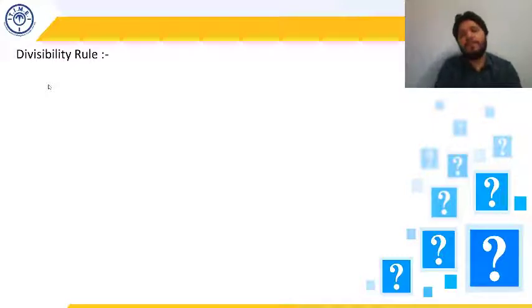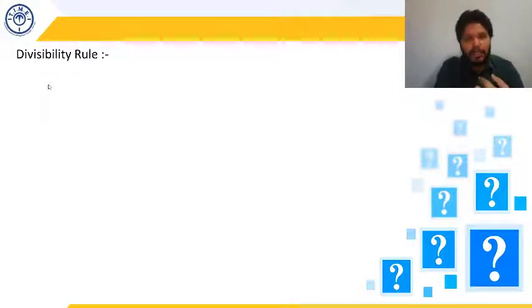Okay, let's move further. Let's see the divisibility rule. What we have discussed till now is the number tree, or the classification of numbers. What are the classifications of numbers which we have discussed? Numbers can be broadly classified into two categories. What are they?